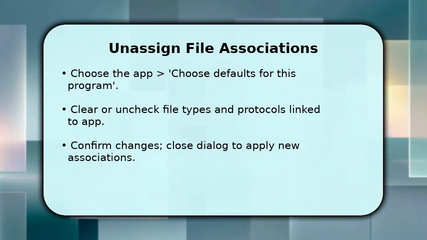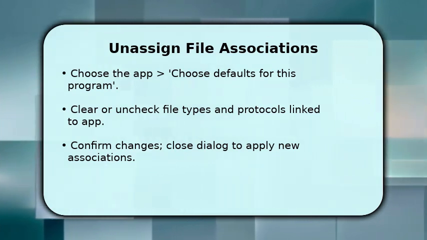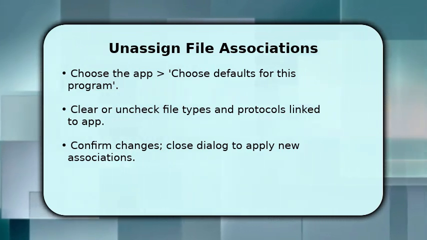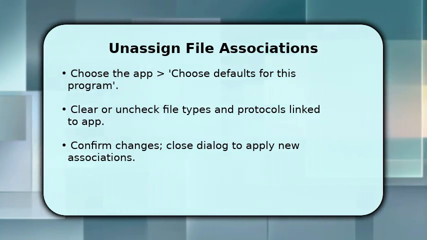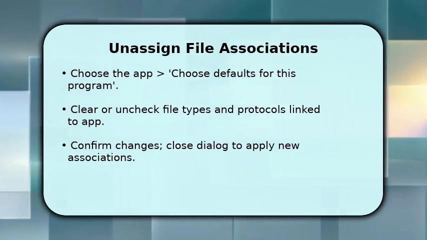Next, select the target application and click Choose Defaults for this program so you can see every file type it handles. You will clear or uncheck the boxes for the extensions and protocols you want to remove. This unbinds the app from those files. Once done, click Save or OK to commit the changes.